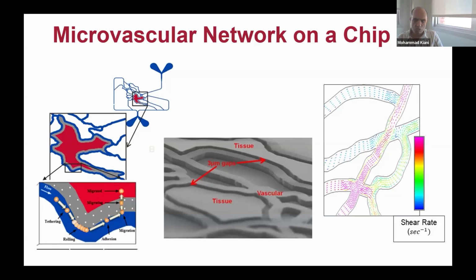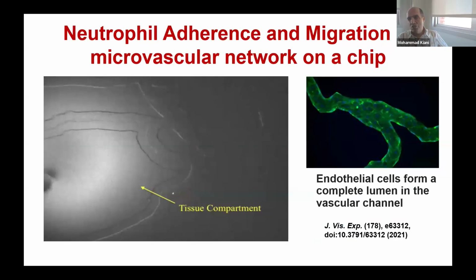I'm not going to talk too much about the validation, but just to give you a sense, this is when we cellularize this, so we can put endothelial cells in the vascular compartment. And when we cellularize it, it completely covers the whole system. And here is a video showing how this system functions. So you can see the vascular channels.